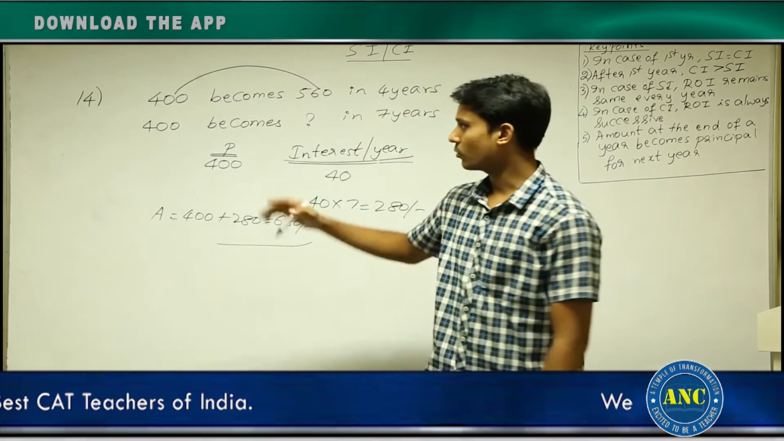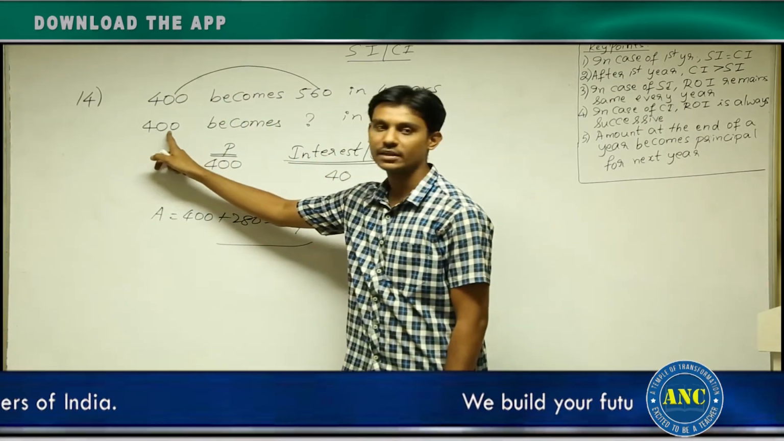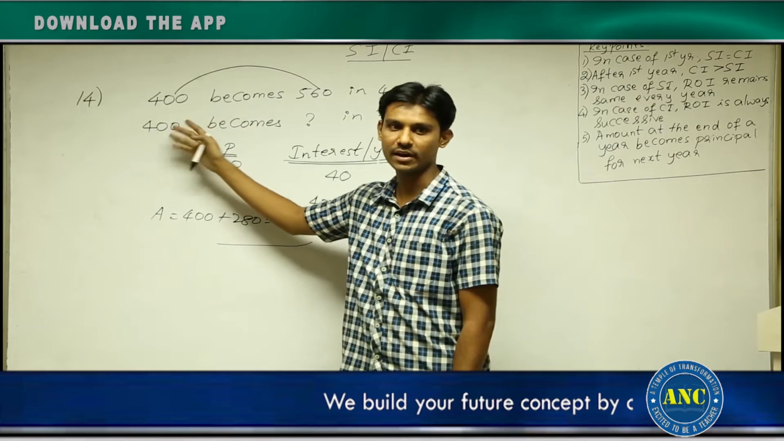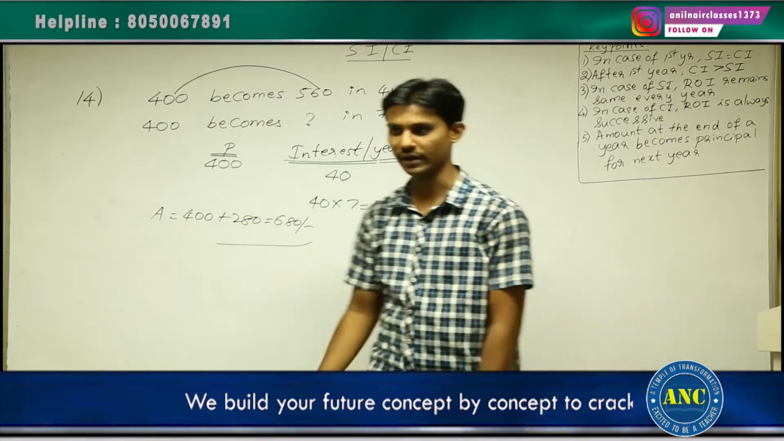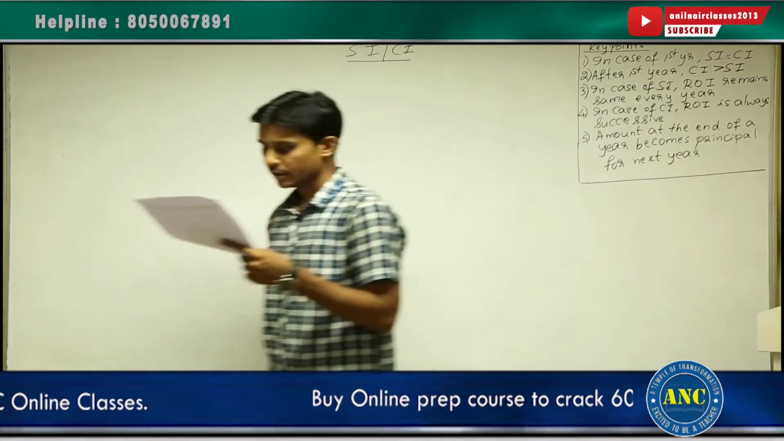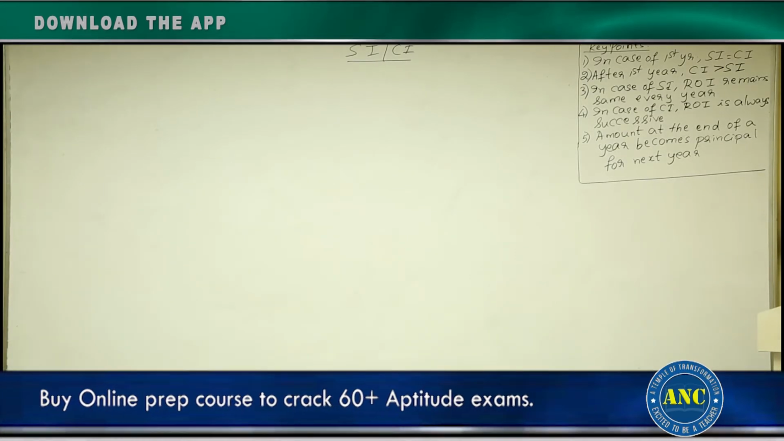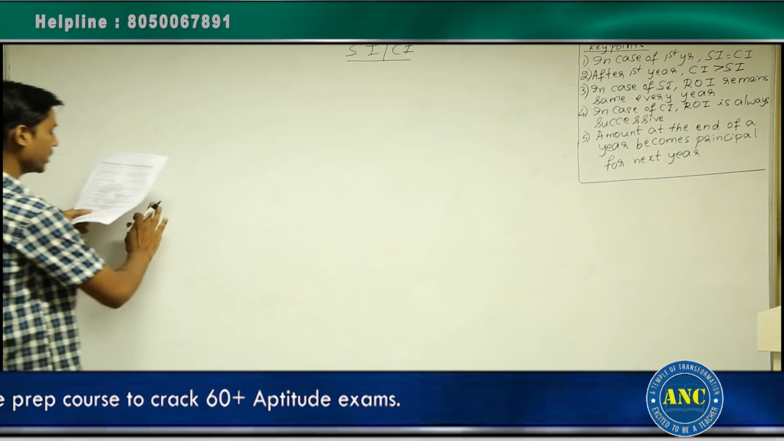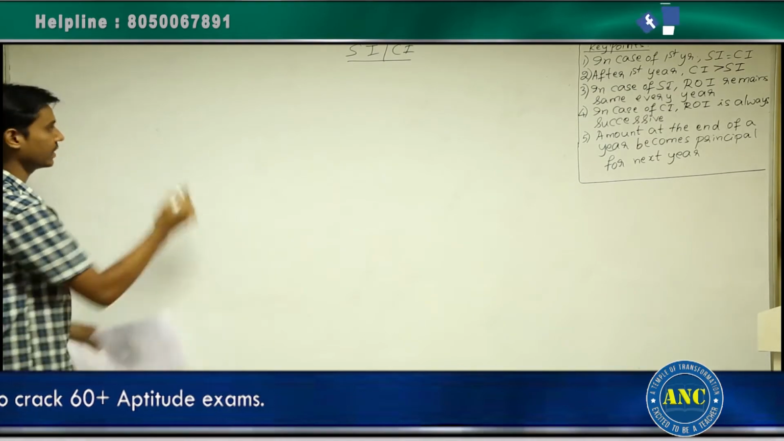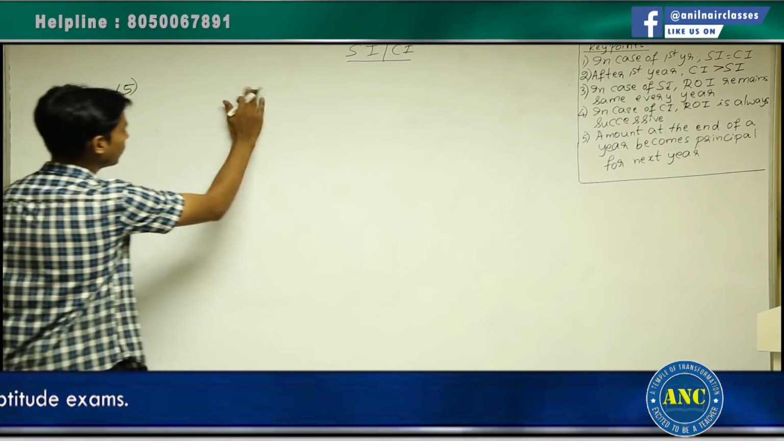What is the next question? What if this is a different value? Here it is the same value, so we calculated. What if it is a different value? Please see the 15th question. If under SI, a sum of 200 becomes 300 in 5 years, then how much will the sum of 300 become in 7 years? Listen to this carefully.